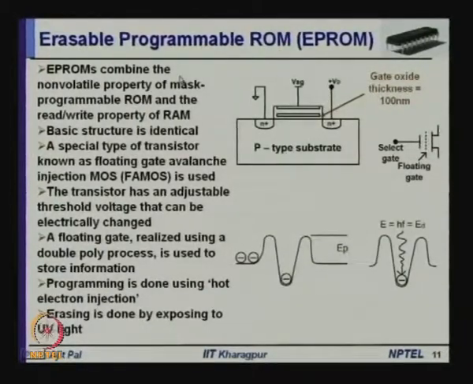Erasable programmable ROM can be fabricated with the help of what is known as FMOS, or floating gate avalanche injection MOS. Here is a MOS transistor with two gates: one is the select gate, and the other is the floating gate. You can see the floating gate is between the substrate and the control gate. How does it work? EPROMs combine the non-volatile property of mask programmable ROM and the read-write property of RAM. So, you can perform writing also in this type of cell.